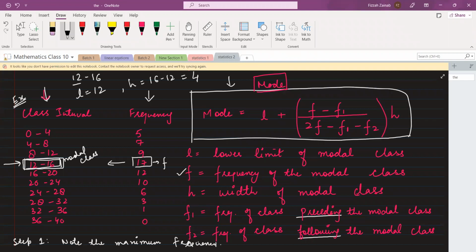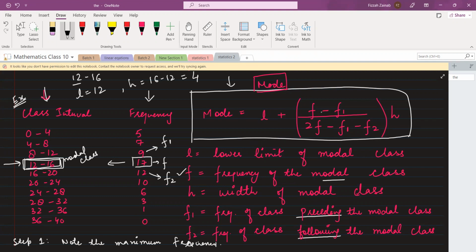Understand? Yes, ma'am. Okay. Now, F is the frequency of the modal class. Now, F1 is the frequency of the class preceding the modal class. I mean, just the previous frequency, that is 9. So this 9 is your F1, right? And F2 is the frequency following the modal class. So the next 12 is your F2.